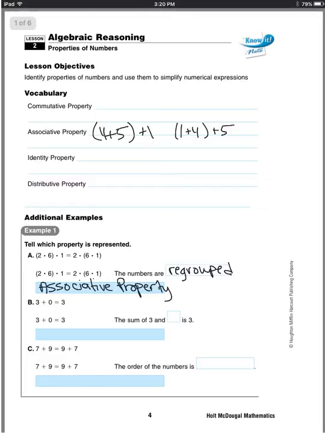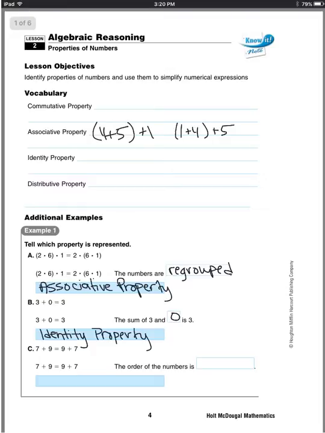The next one says 3 plus 0 is 3, and the sum of 3 and what is 3? The sum of 3 and 0 is 3. So that is the identity property, because the identity property says we can add 0 to any number, and we do not change the value of that number. 3 is 3, whether you add 0 to it or not.